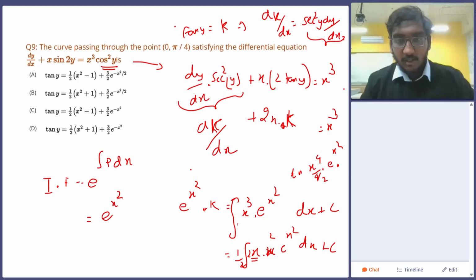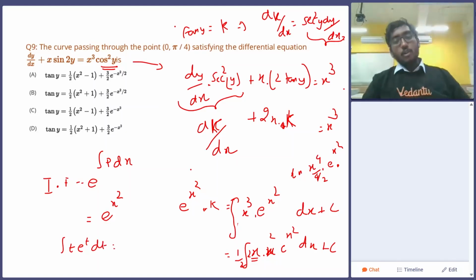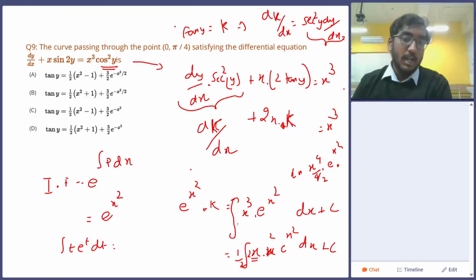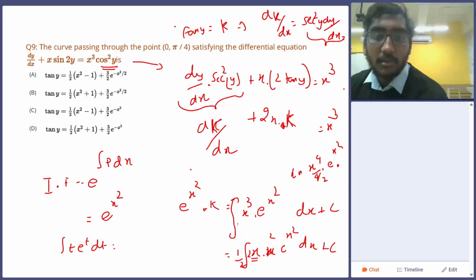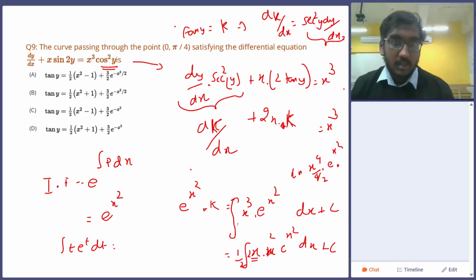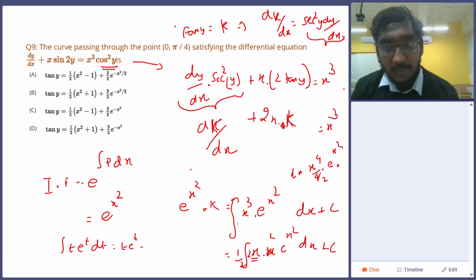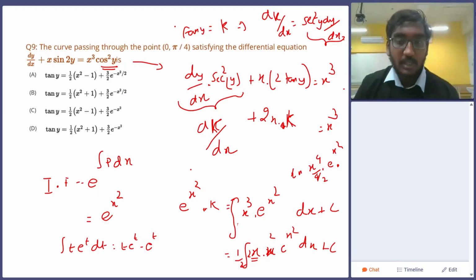Half will be here, and it will be t into e power t, right? dt, integral t e power t dt, right? And you can very well use parts here. You can say that t is your u and e power t is your v, okay? What will be the formula using parts? t e power t, right? u integral v dx minus integral u dash, this one. Integral v dx is again integral of e power t dt, that is same as e power t again, okay? So e power t into t minus 1 is the integral, and there is a half here, okay?